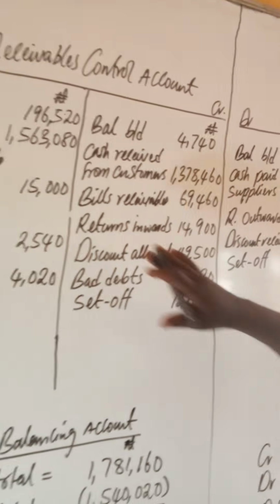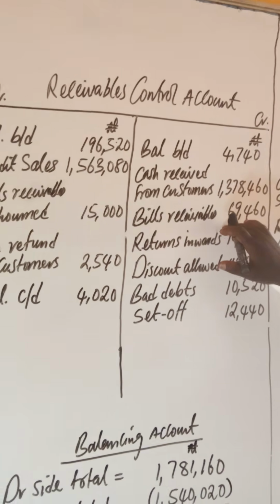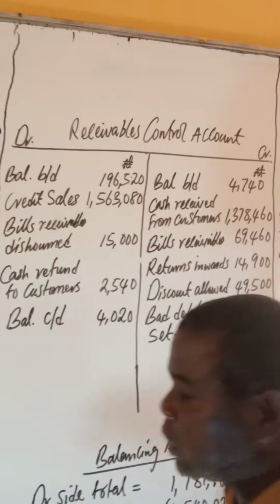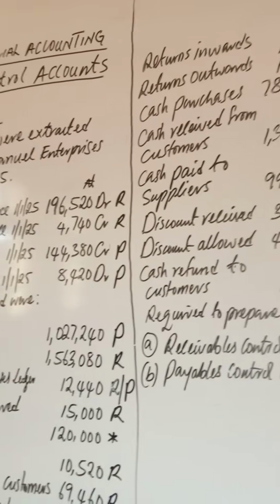As you can see, the bill receivable amount is 69,460. That's why I told you that understanding double entry becomes key in financial accounting.